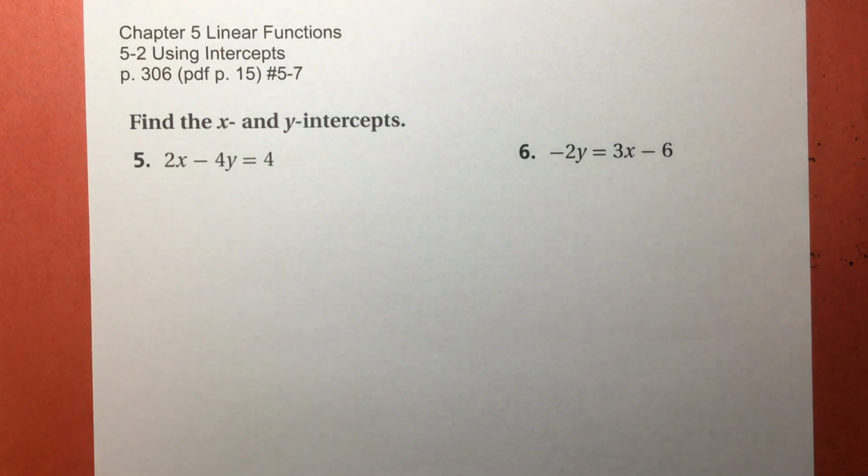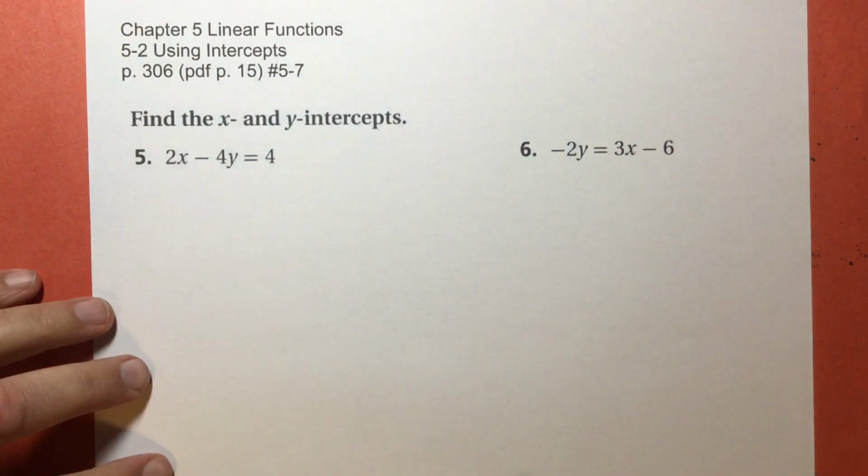Okay, welcome back. This is 5.2 Using Intercepts, and we're on page 306 of the book, PDF page 15, and we're going to do problems 5, 6, and 7, where we're still trying to find the intercepts, but this time we don't have a graph like the previous video. We're going to have the equation.